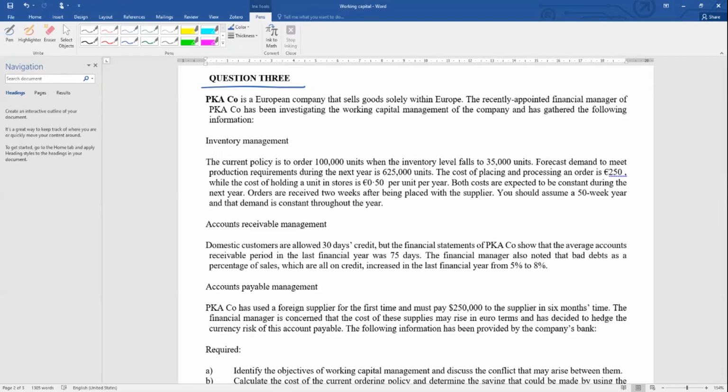So I'll give you 10 minutes. Right now it's 7:15. Attempt the question and we come back at 7:25. Let me see how far you will have done that question. So we do part B. It's a bit complex, not complex per se, but it has some extra things here and there, which will mean that you're able to learn more out of it. So PKA company, question three, part B.